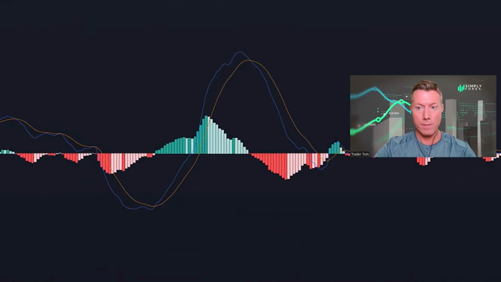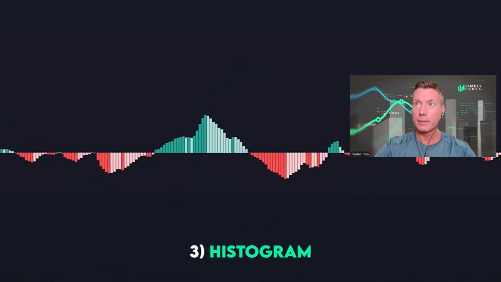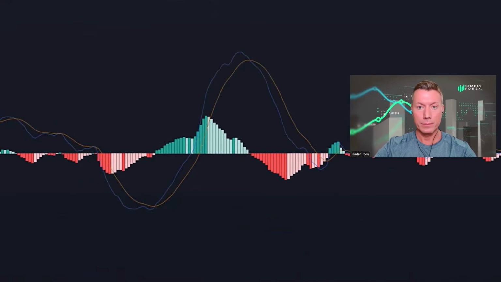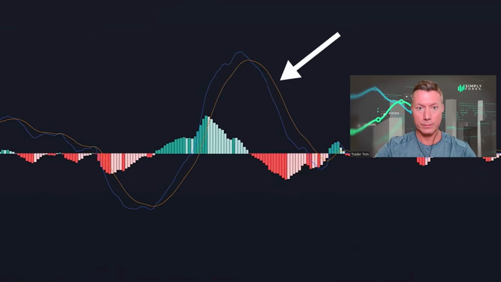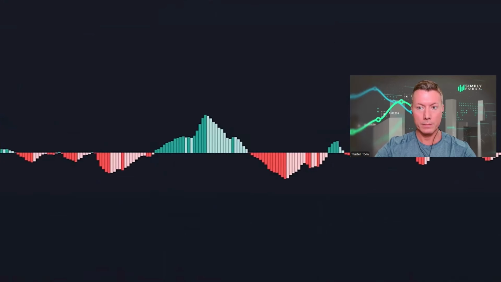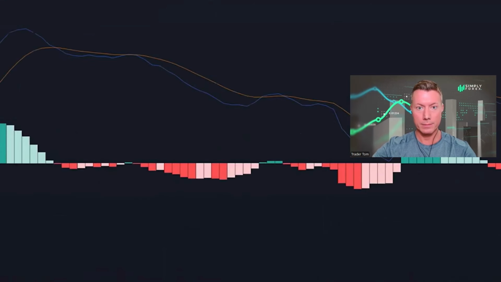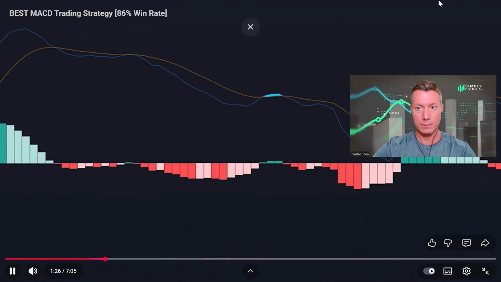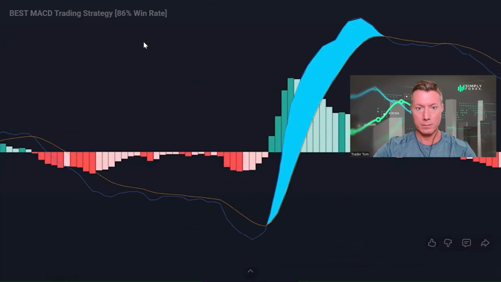The MACD is made up of 4 different components: the MACD line, the signal line, the histogram, and the zero line. The MACD line, which is the blue line, in most cases is usually a 12-day moving average. The signal line, which is the orange line, is usually a 26-day moving average. Next, we have the histogram, which represents the difference between the MACD line and the signal line. So, for example, the smaller the space between the two lines, the smaller the histogram gets. The bigger the space, the bigger it gets.